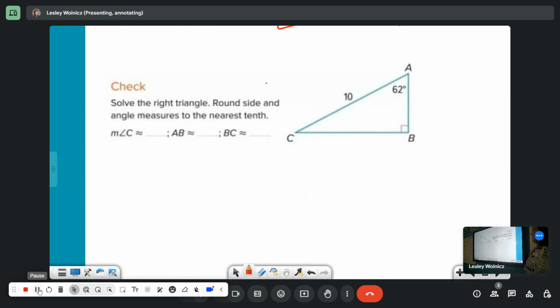Okay, somebody tell me what the measure of angle C is. How did you get that? I added 90 and 62 and subtracted from 180. There you go. I was also able to do that, and I subtracted 62.5. Yeah, so you used the fact that they had to be complementary, and you used the triangle sum theorem, and you're both right. Congratulations.